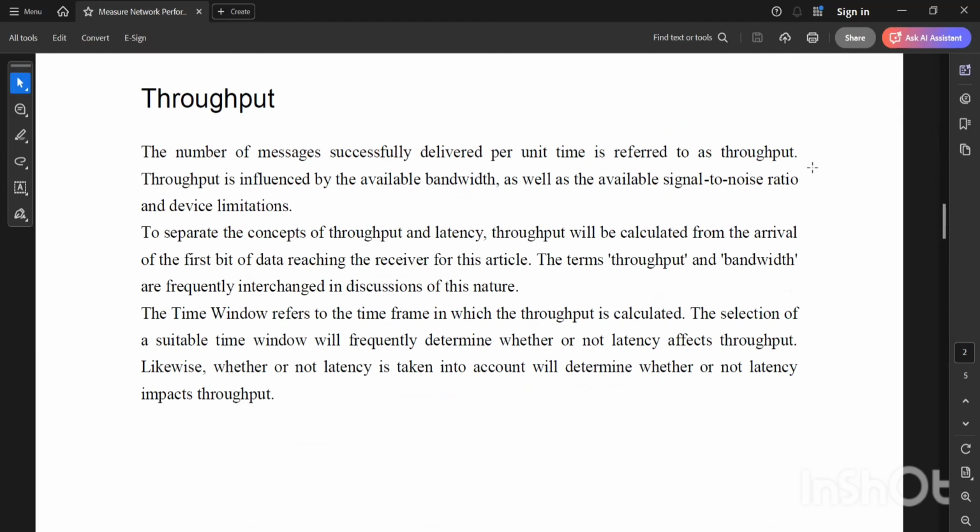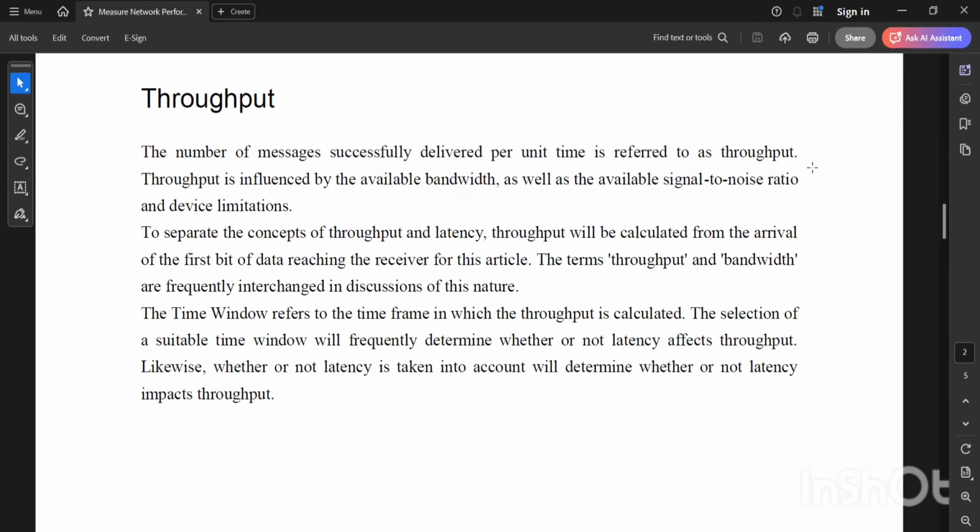To separate the concepts of throughput and latency, throughput will be calculated from the arrival of the first bit of data reaching the receiver for this article. The terms throughput and bandwidth are frequently interchanged in discussions of this nature.